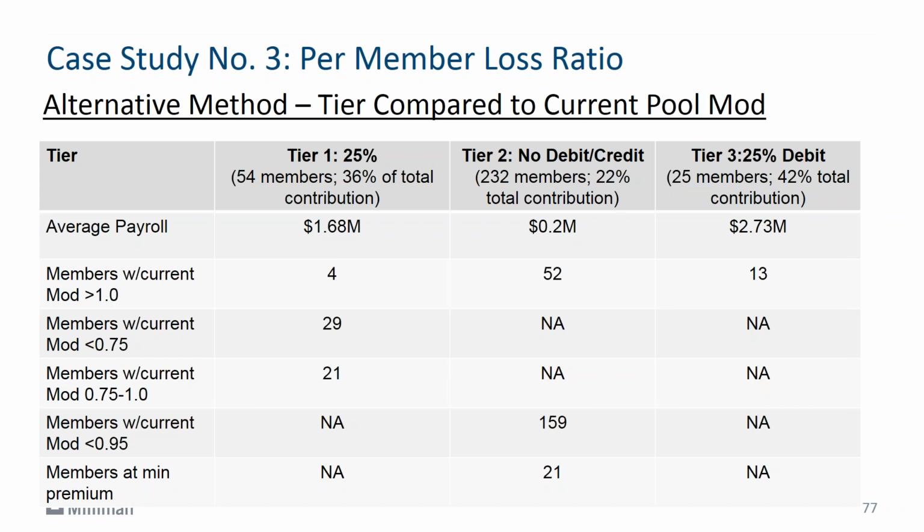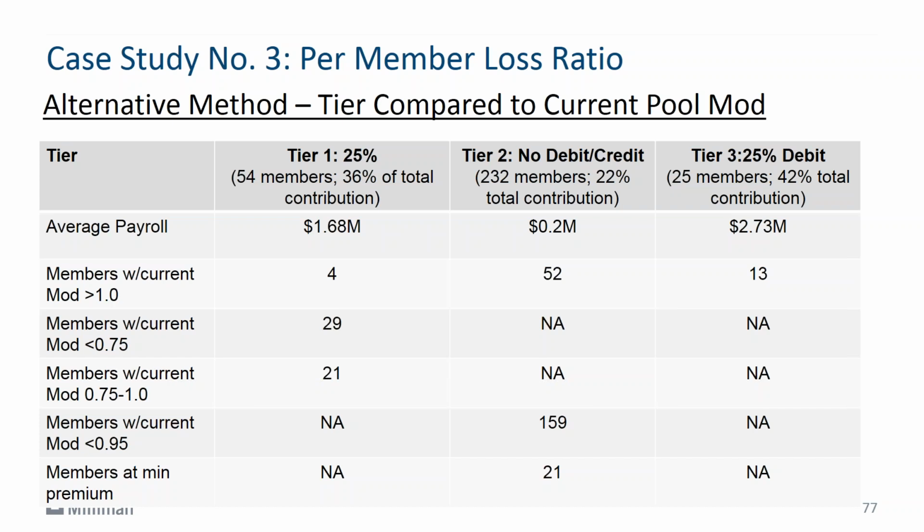So for tier 1, we identified 54 members who would be in tier 1. Of those members, 4, remember they're getting a credit, so 4 of those members are getting a debit. So they would now get a credit. They'd be happy about that. 29 members are getting a credit, and so they wouldn't necessarily have a problem with getting a credit again. And then you've got 21 members that are in between, that get between a 0.25 and a 1.0 credit. So they're ones that you need to think about. Are they going to be happy with that?